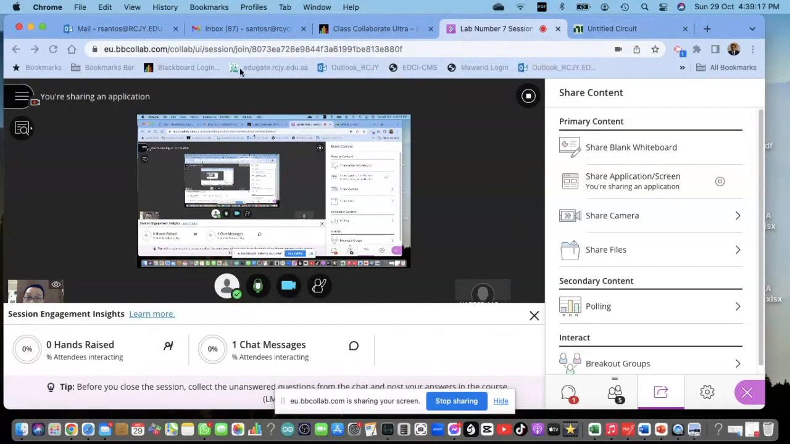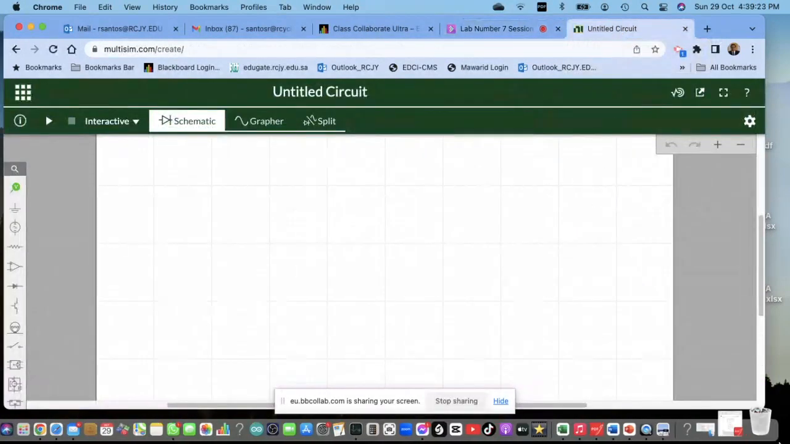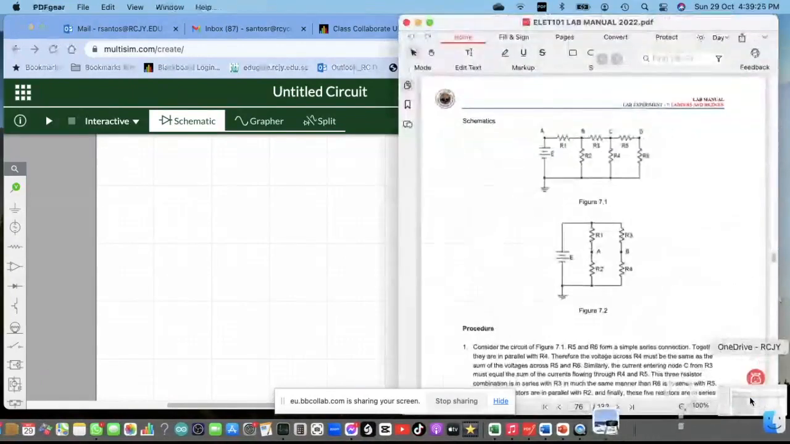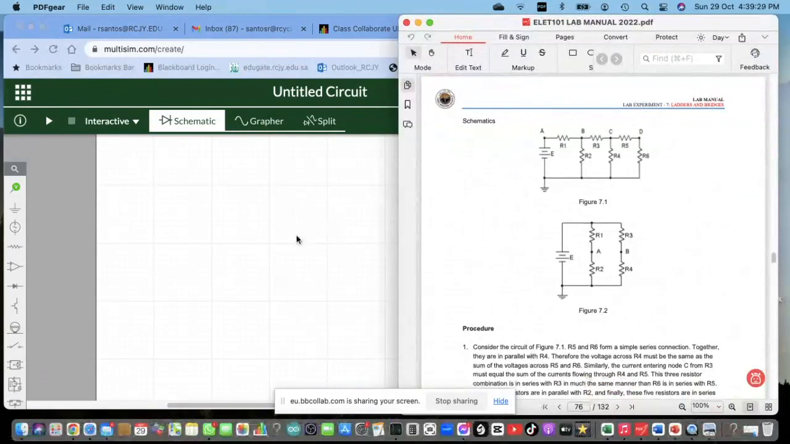All right, now let me try. Oops. Okay. Then how about this? How about that now? Can you see? Yes, we can see that. Yes. I can see now, very clear.